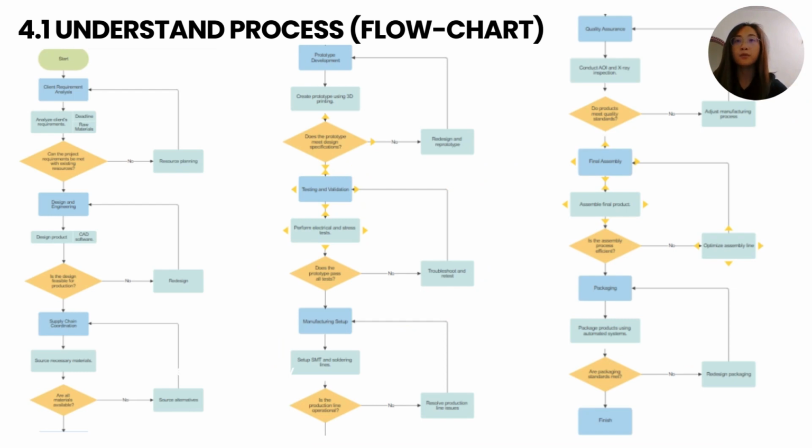Moving on, I'll be talking about the use of flowcharts to help understand the manufacturing process of Plexus Corporation. The process flow for product development and manufacturing involves a comprehensive approach that includes client requirements analysis, design and engineering, supply chain coordination, prototype development, testing and validation, manufacturing setup, quality assurance, assembly, and packaging.